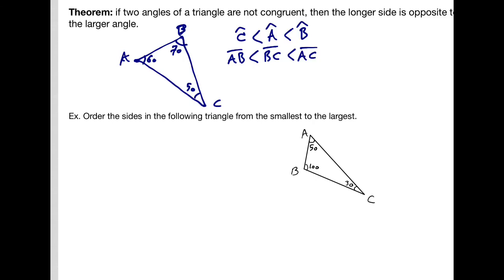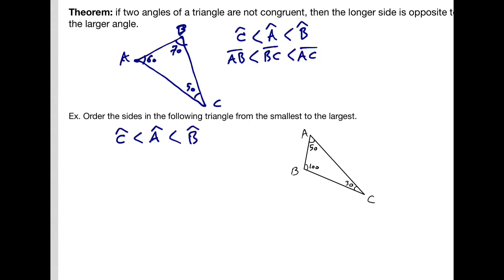Let's see another example. Order the sides in the following triangle from the smallest to the largest. So you're given this triangle, and the angles are given, and we are going to order the sides. So just like previous examples, let's order the angles first. Which angle is the shortest one? It's angle C. After that one, we have angle A. And the largest angle is angle B.